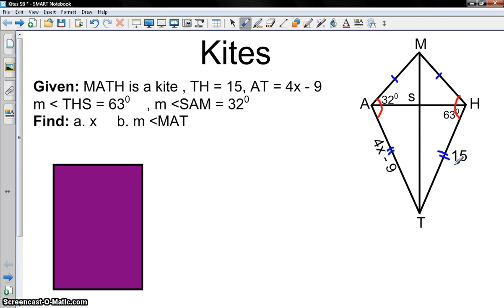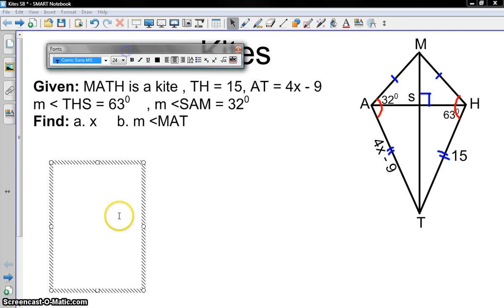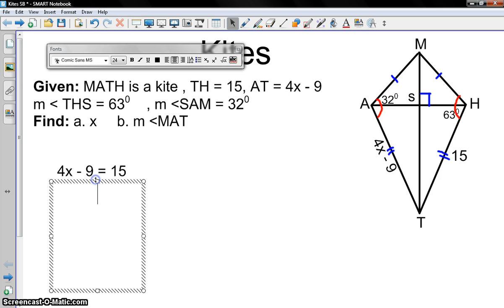Okay, now with that said, diagonals of course are perpendicular. That's an ugly slide. Okay, all the way down. All right, so now with that said, let's take a look at what we have. First, we want to find x. So if I'm looking where x is located, we figure out that AT is actually congruent with TH. So that means 4x minus 9 has to equal 15. So that's going to be my first equation.